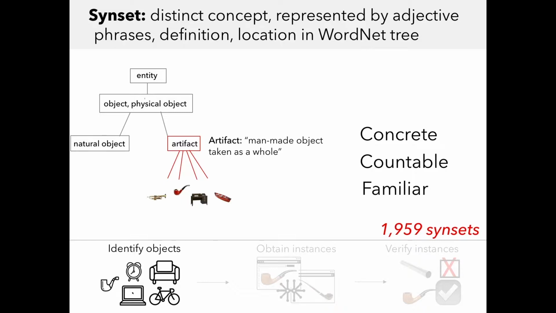We found that artifacts are defined as man-made objects that can be taken as a whole, and this sort of corresponds nicely with concrete countable objects. They have a clear quantity, and they're obviously concrete things. We also wanted things that were familiar, and so by using WordNet, we were able to also use a measure from a related database called ImageNet, which is basically an image-based version of WordNet that includes a measure of the popularity of these various objects in web corpora. So online, how often are they mentioned? And so we use that to get rid of some unfamiliar objects, and so we're left with about 2,000 objects, or synsets as they're called.